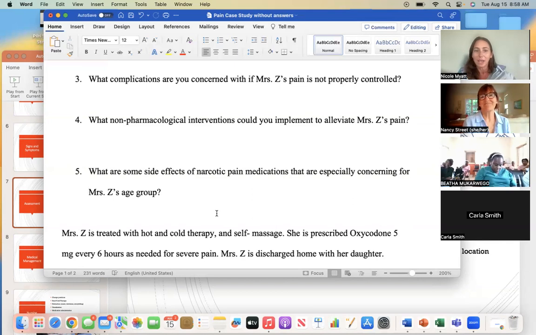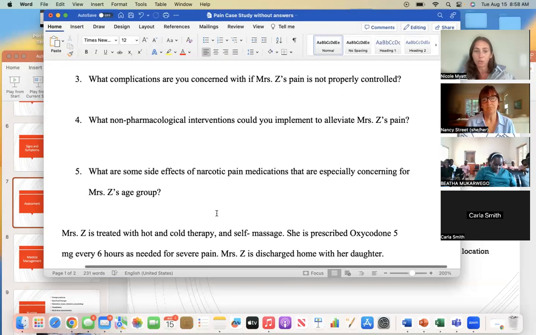Okay. Yeah, so what are some of the things that we can do to prevent that? If we're prescribing pain medication to someone in this age group, we might want to tell her daughter to keep an eye out for the confusion. For constipation, we might send her with a stool softener or tell her to make sure that she drinks enough fluids and has enough greens or fiber in her diet to make sure that that doesn't become one of the complications.